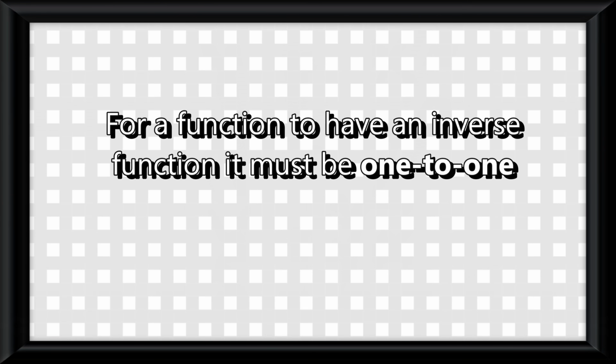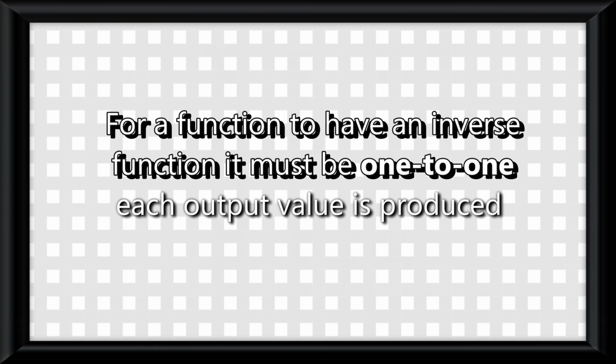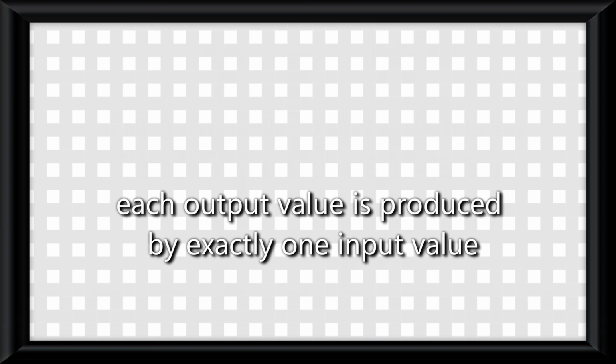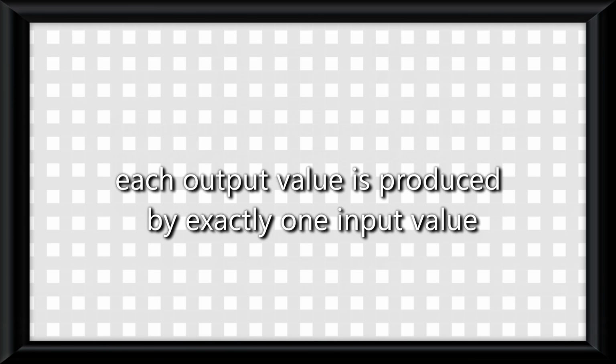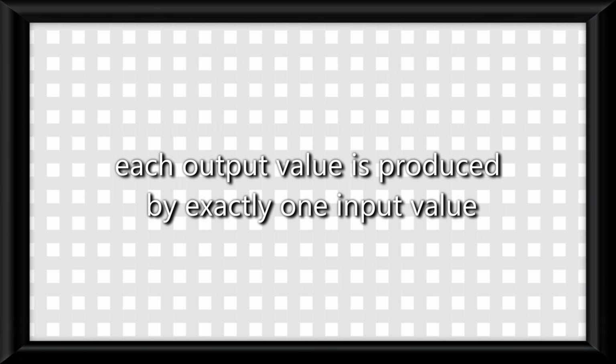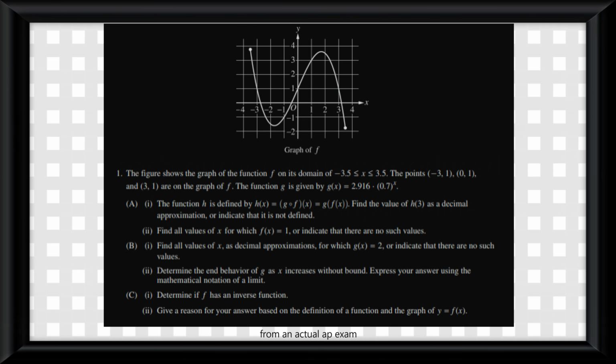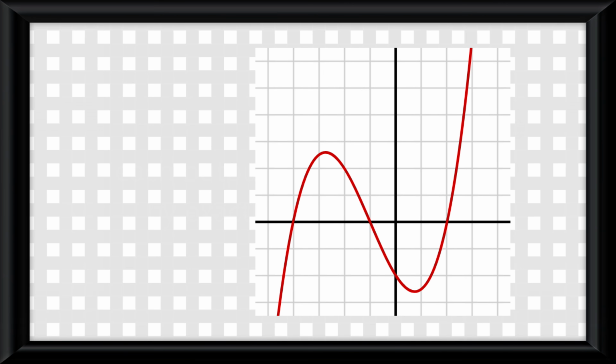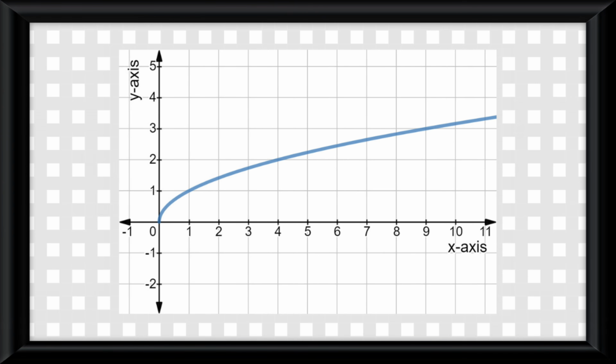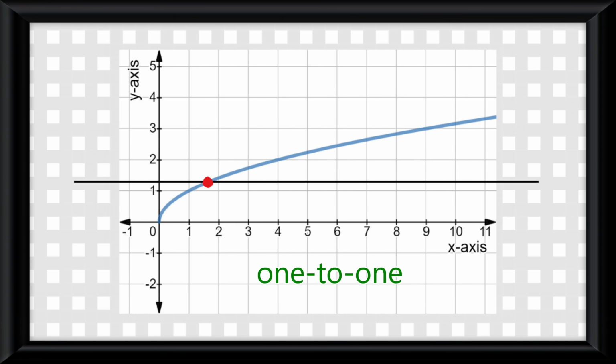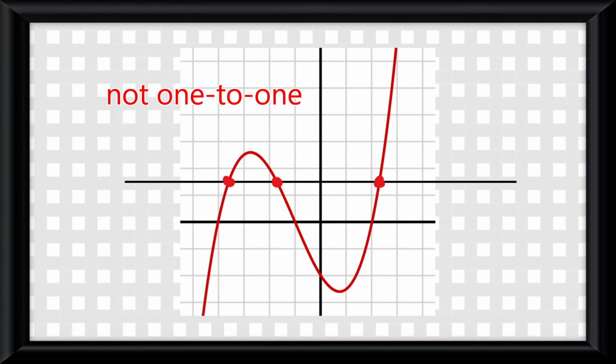For a function to have an inverse function, it must be 1 to 1, meaning each output value is produced by exactly one input value. And I don't think I can overstate the importance of that last line enough, because on the AP exam, you are guaranteed to be asked to explain why a function has or doesn't have an inverse, and this definition will give you full points. On a graph, you know a function is 1 to 1 if it passes the horizontal line test, where you put a horizontal line on the graph, and if it only intersects the graph once, it's 1 to 1. Any more times than 1, and it's not 1 to 1.